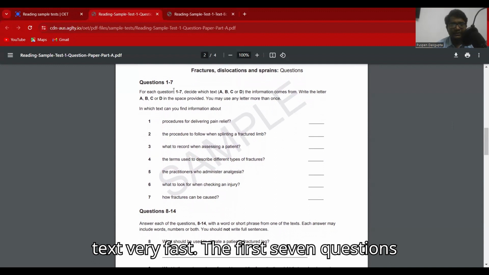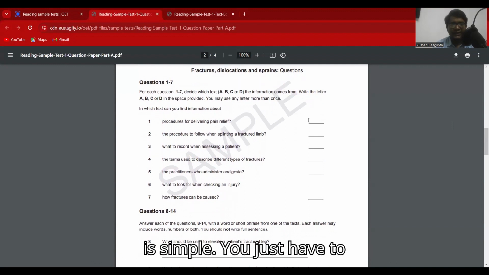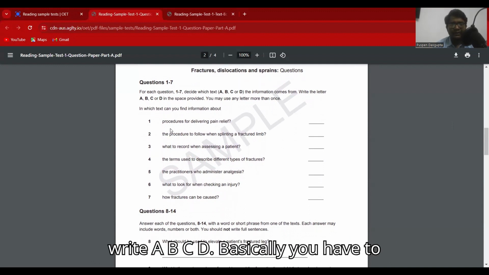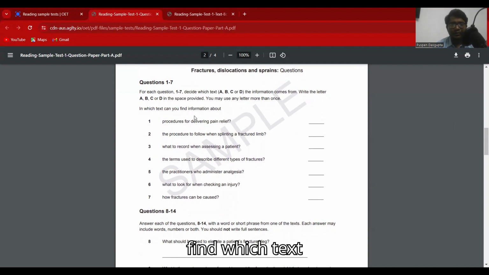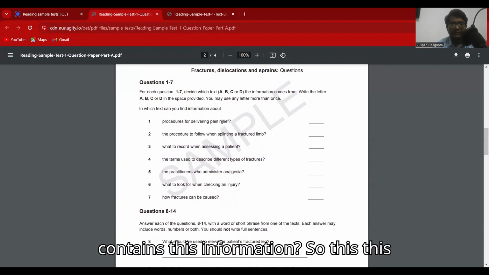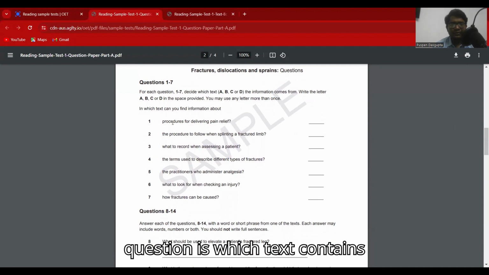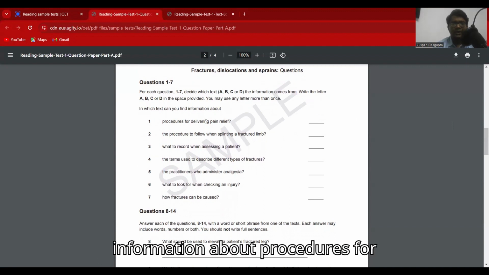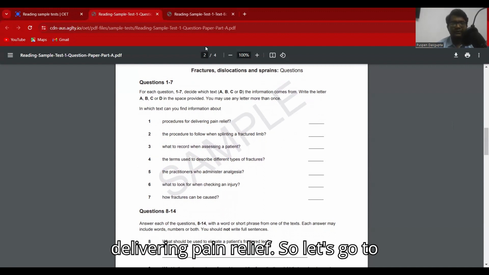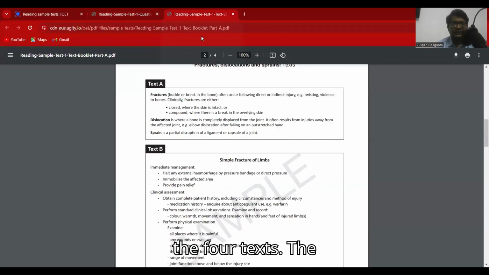The first 7 questions are simple. You just have to write A, B, C, D. Basically, you have to find which text contains this information. So this question is, which text contains information about procedures for delivering pain relief. So let's go to the 4 texts.